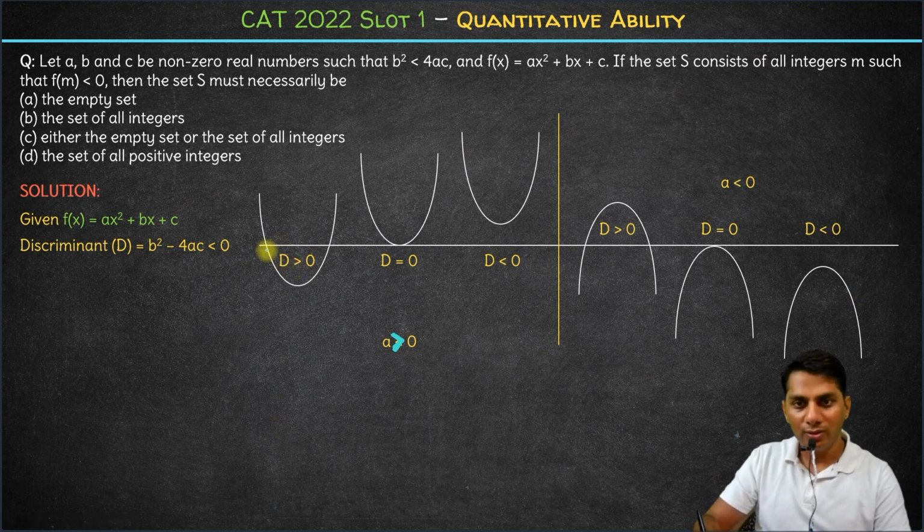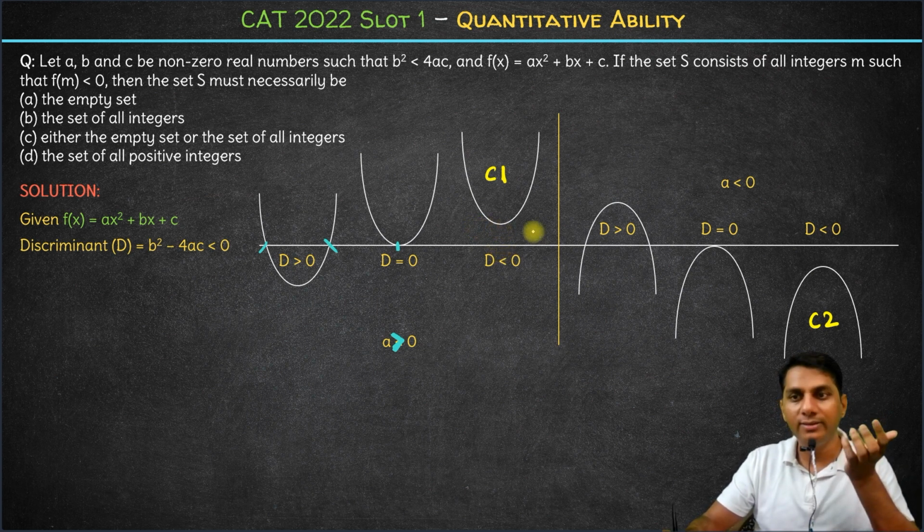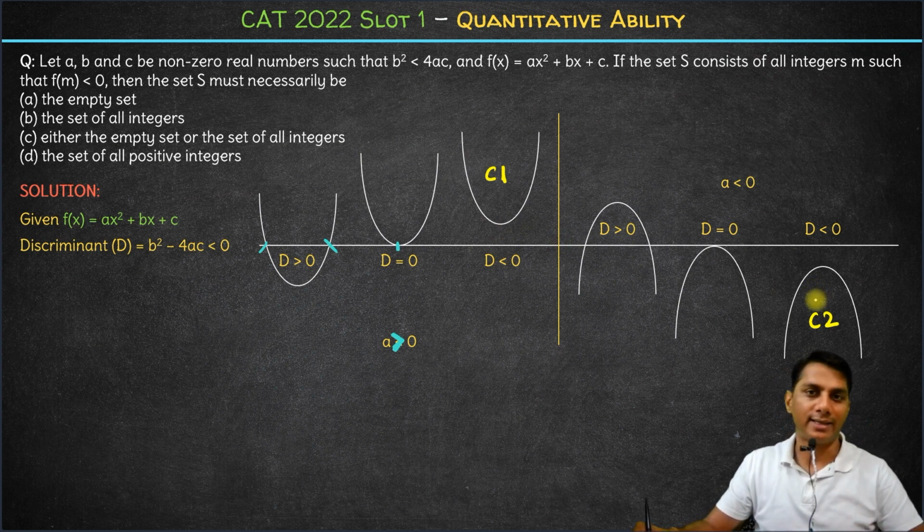If d is greater than 0, the quadratic will have two different real roots. If d is equal to 0, the parabola will have equal real roots, and if d is less than 0, there will be no real roots. Now since we are given that the discriminant is less than 0, we effectively get two cases. If d is less than 0, the parabola will be either completely above the x-axis or completely below the x-axis. So we have two cases effectively here.